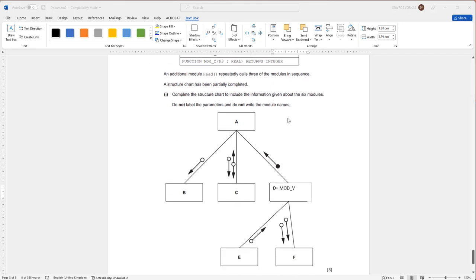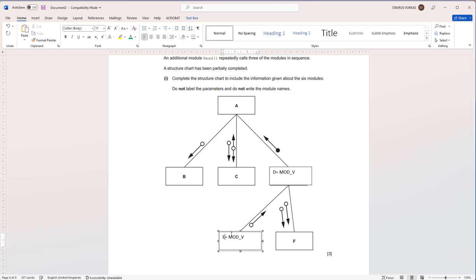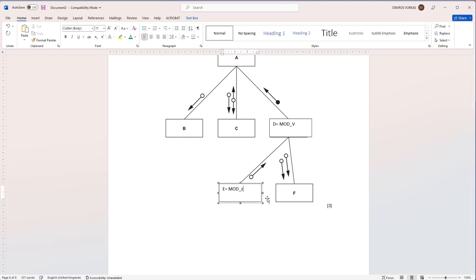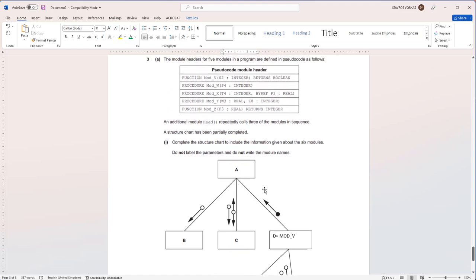But if we keep on looking, the only other module that returns a value that has an arrow pointing upwards is E. So I'm going to copy this, paste it, and we're going to say that E, in this case, is mod Z. There we go. Easy. Now let's keep on going. We've figured out this one, we figured out that one. We figured out essentially all the functions.